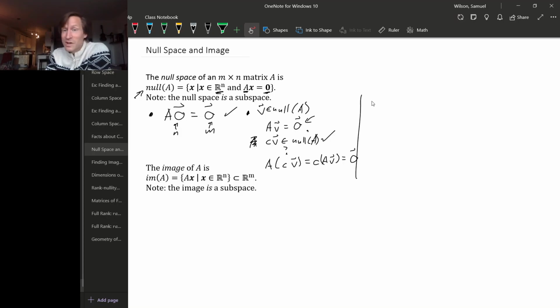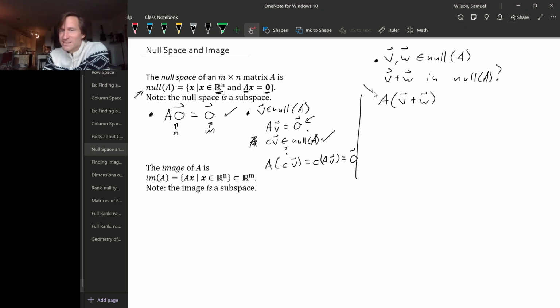All right, one last thing to check, and this one is slightly trickier. We need to check if sums of vectors in the null space are in the null space. So let's take two vectors, v and w, in the null space. We need to check, is v plus w in the null space? How do we check that? Well, how do you check if something is in the null space? You multiply on the left by the matrix and see if you get 0. So we need to check, is this 0?